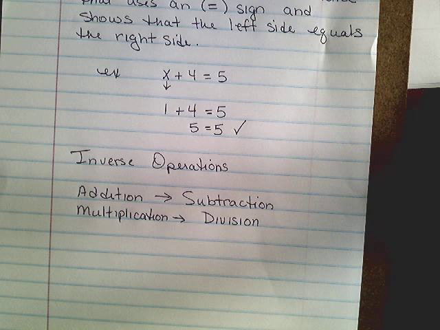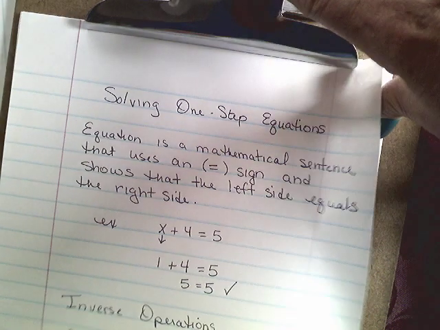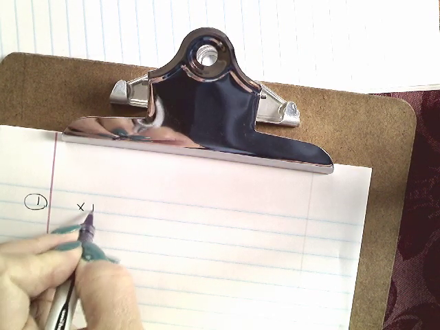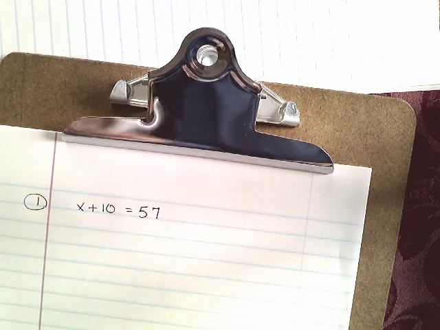Okay, let's jump right into example 1. I'm going to do 4 examples for you today, and then the worksheets that are attached represent subtraction, addition, multiplication, and division one-step equations. Okay, so the first one we're going to do, example 1, x plus 10 equals 57.